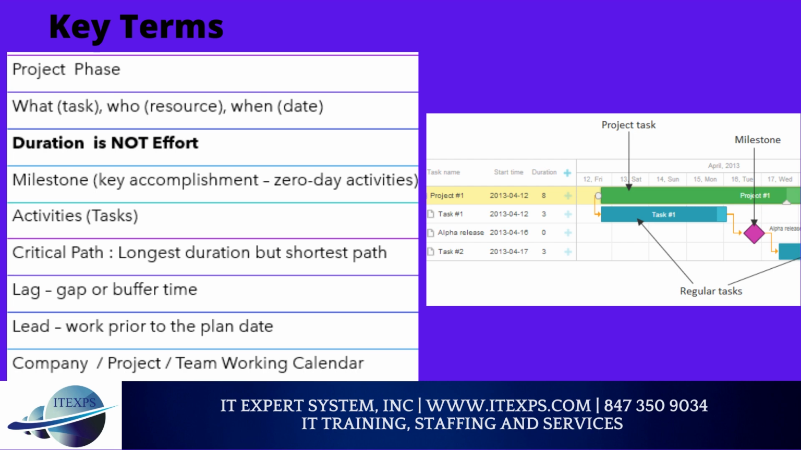Critical path, the longest duration but shortest path. If a project has multiple critical paths, then the project becomes risky. Lag means a gap or buffer time between activities. Lead means start the work prior to the planned date. Before planning the schedule, refer to company, project, and team working calendars. In this slide, you can see a Gantt chart with project schedule details.